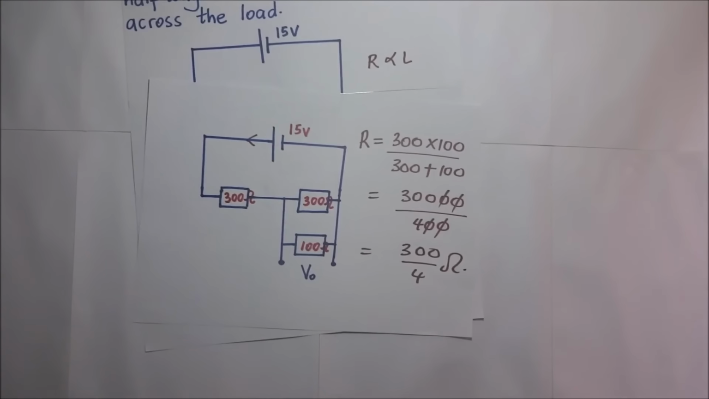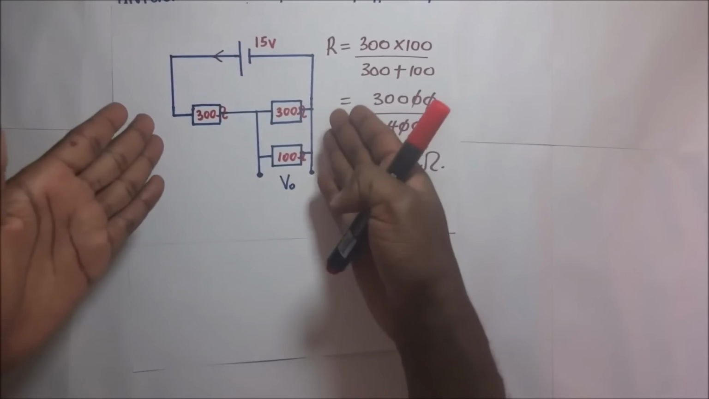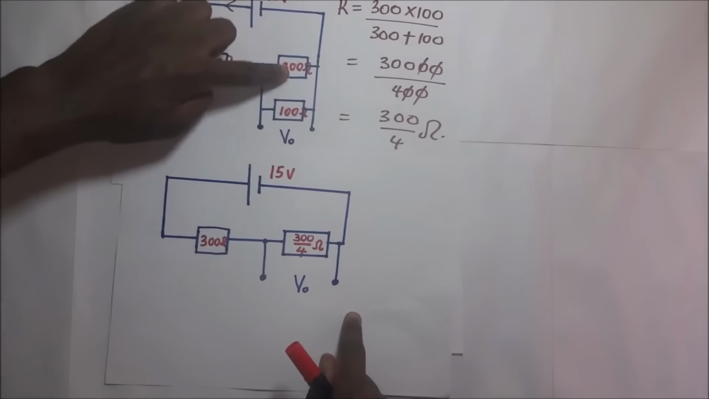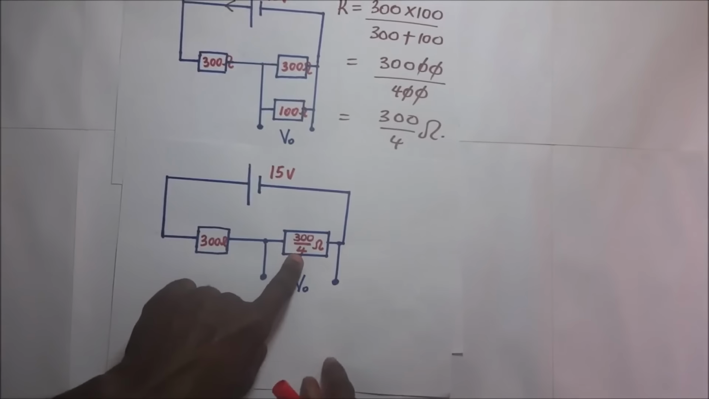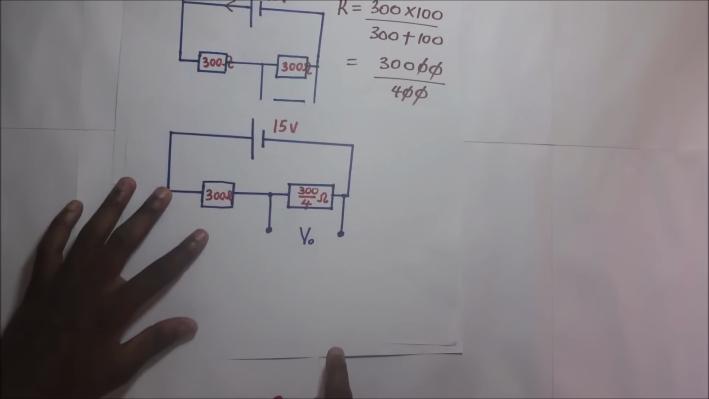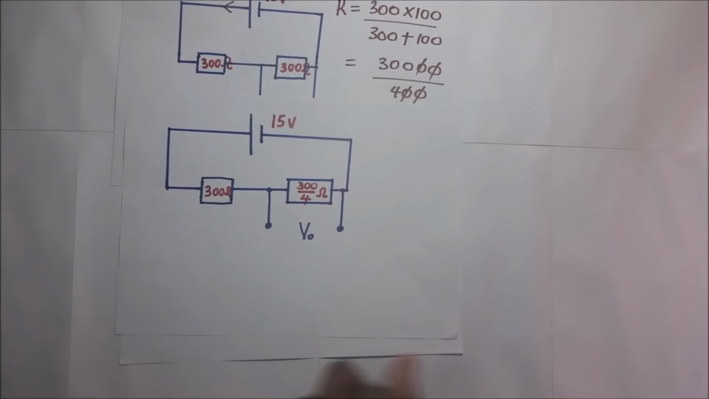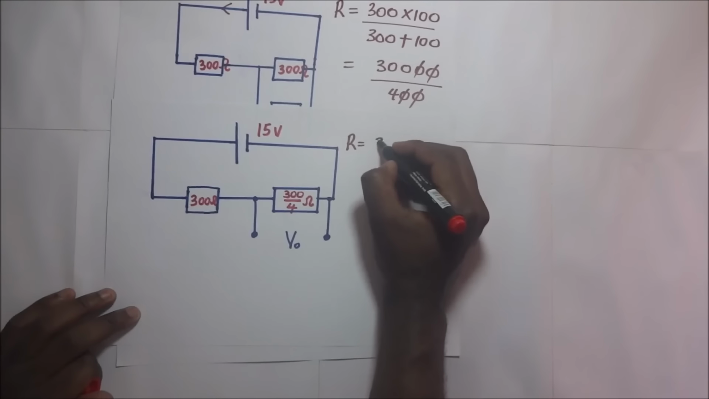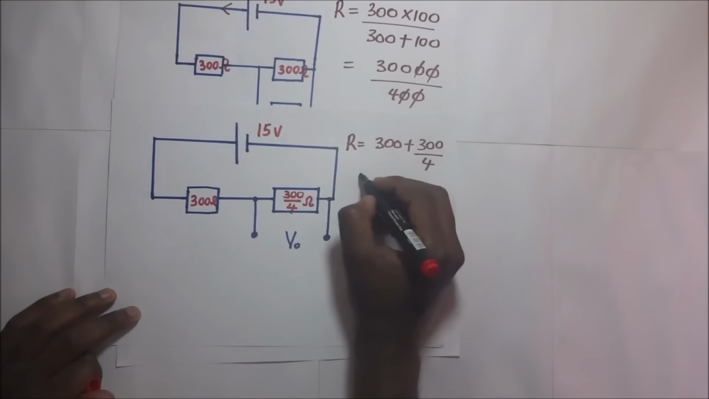So since we have the effective resistance across that combination, we remodel our diagram and it looks like this now. This parallel combination has been fused into one big resistor, which is 300 over 4, and so this now is in series with that one. So we go ahead and find the effective resistance further by adding those two resistors. So it means the effective resistance R is going to be equal to 300 plus 300 over 4, which is 375 ohms.